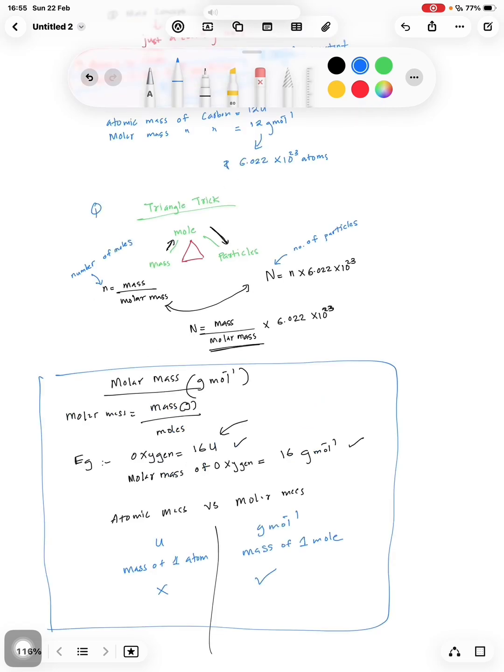In some cases the triangle trick can be useful, so keep it in mind. You don't have to memorize anything, just keep it in mind. You're wondering why I multiplied with 6.022 into 10 to the power 23. Because mole means that many particles, right? So that is simple, there's no magic or anything. And why I divide by molar mass is because molar mass tells how many grams are there in 1 mole. So if I divide grams by grams per mole, I get how many moles. The units will get cancelled, so I'll get mole.